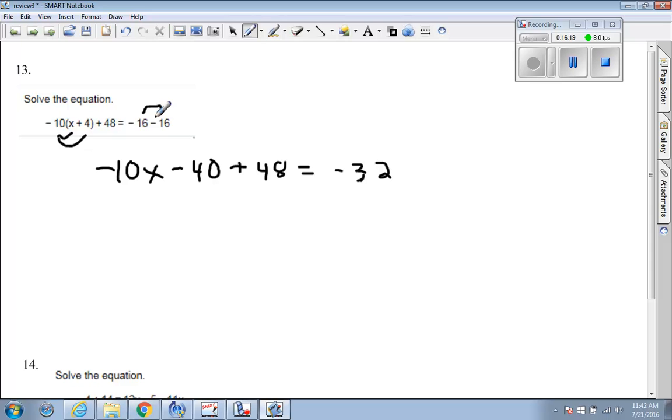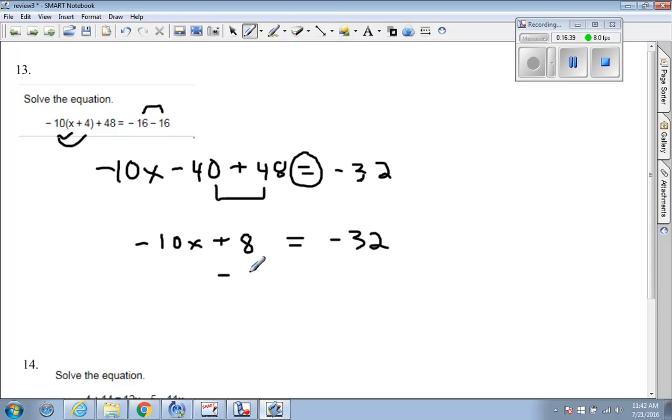Negative 16 minus 16 is negative 32. On this side of the equal sign, negative 40 plus 48 makes positive 8. So now I have negative 10x plus 8 equals negative 32.